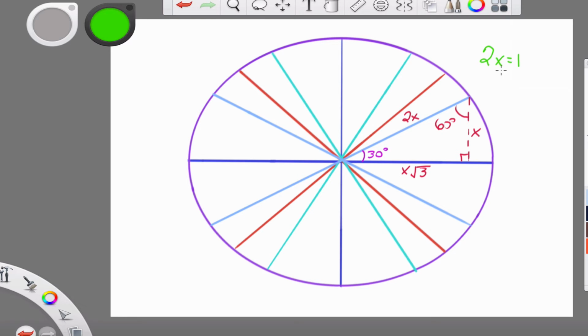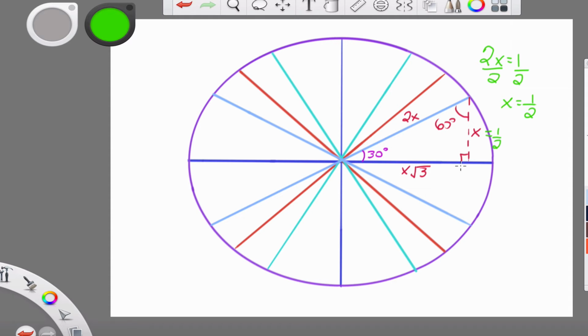We can solve for x by dividing both sides by 2. We have x equals 1/2. That means that the shorter leg of our triangle, the opposite side from 30 degrees, will be 1/2. Therefore, the height of this triangle is also 1/2, and we've just found the sine value of 30 degrees.